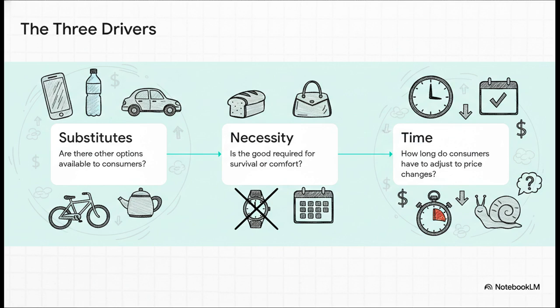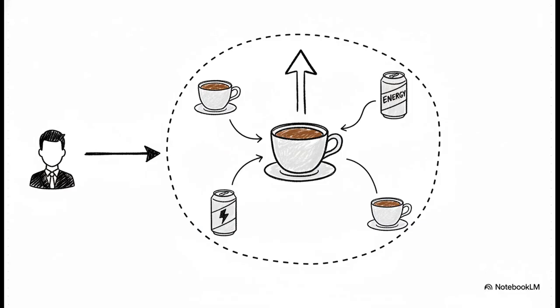And third, the elements of time. Let's break down each one. First up, substitutes. Honestly, this is where the game is often won or lost. Think about this coffee versus caffeine example. If your favorite coffee shop doubles its prices, you have options, right? You can switch to tea, grab an energy drink, or just go to another coffee shop. Demand for that specific coffee is super elastic.